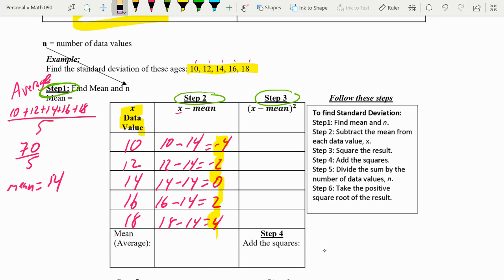Oops. They all kind of cancel each other out. Oh, I forgot to write the average down here. There's our average.